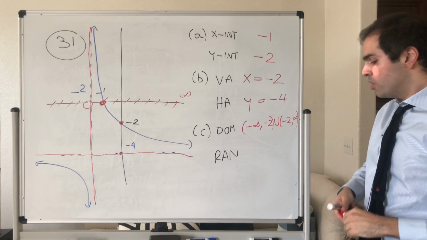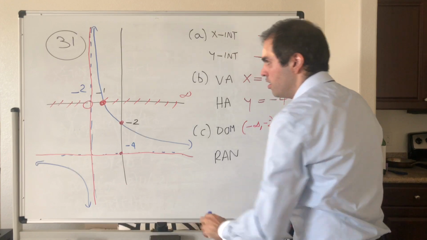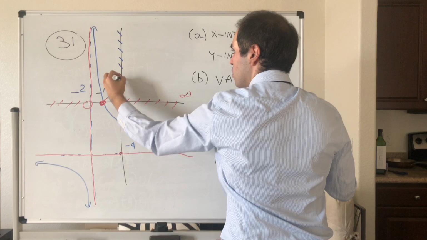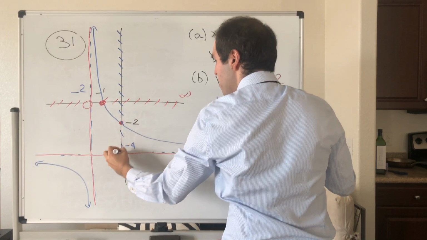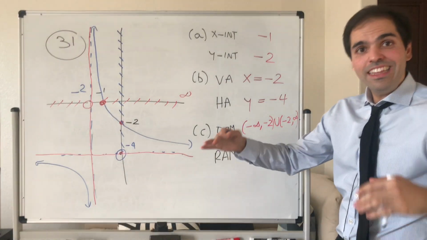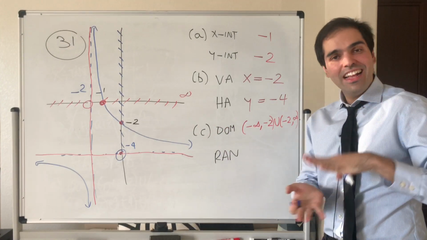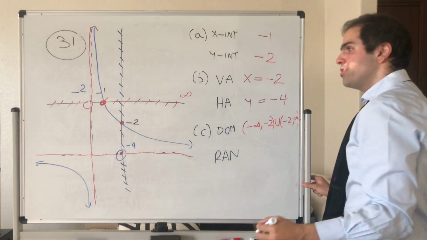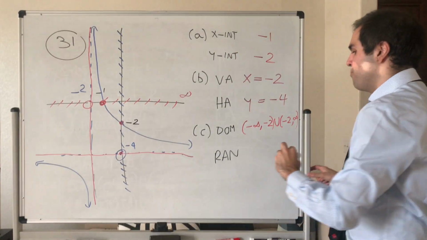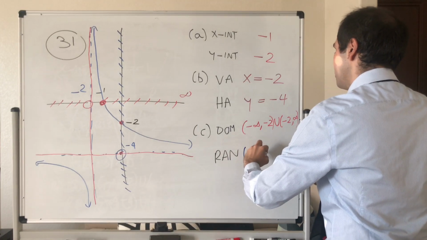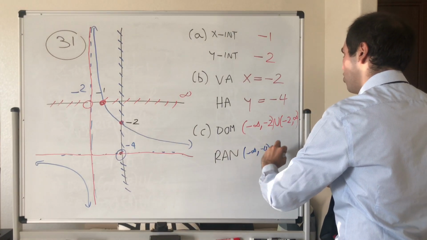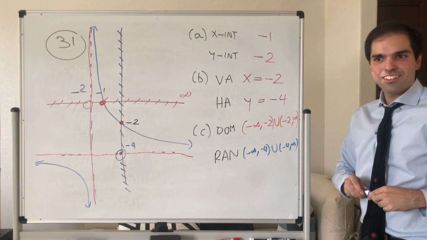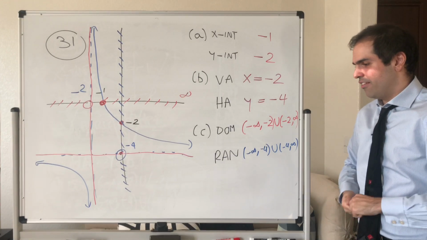Now, what about the range? Well, notice this function attains all the values except for minus 4. It never actually reaches minus 4. It gets closer and closer to this, but never reaches it. So, in other words, the range is all the values except for minus 4, which you can write as minus infinity comma minus 4 union minus 4 comma infinity. Perfect. And that's pretty much all the info we have about this graph.